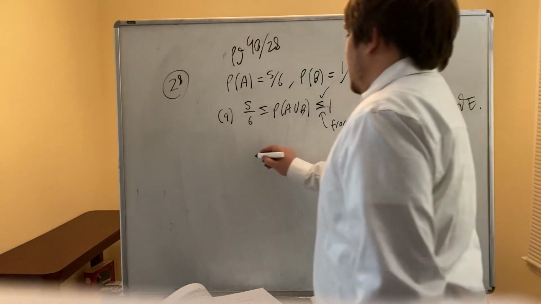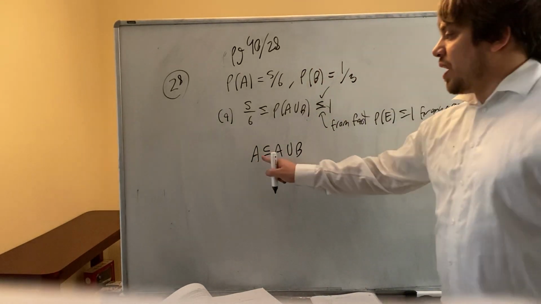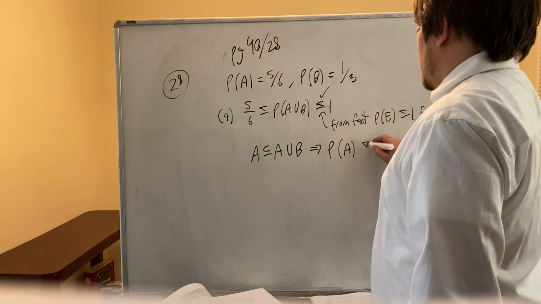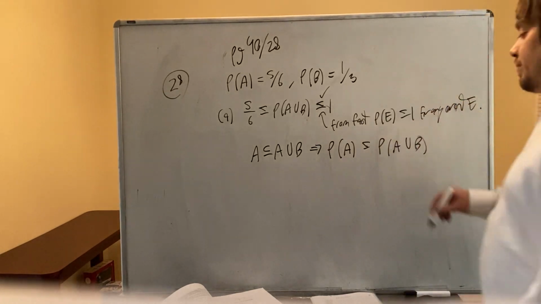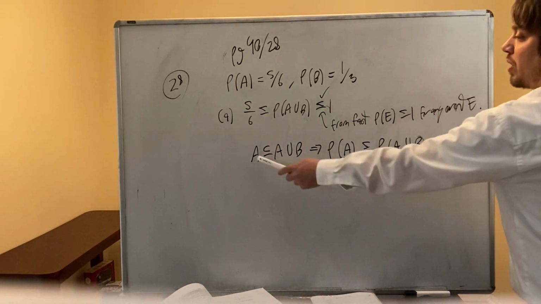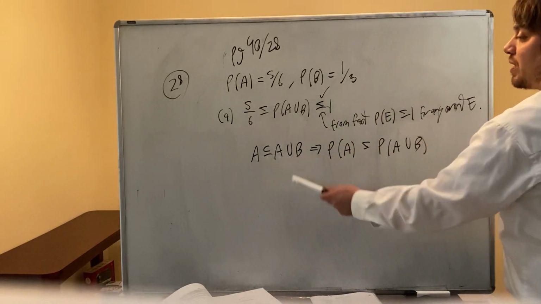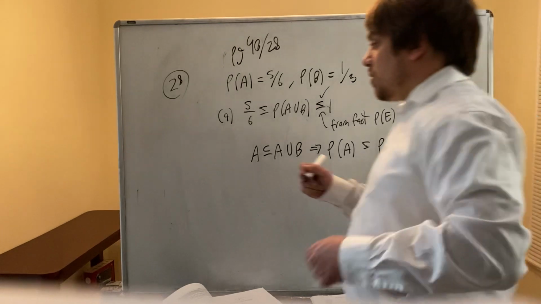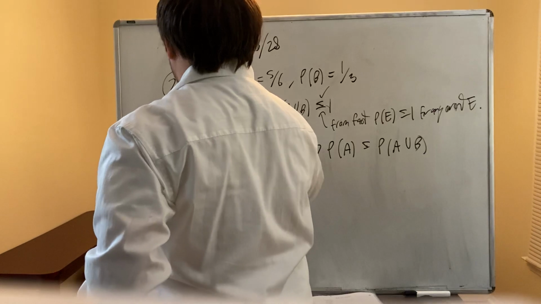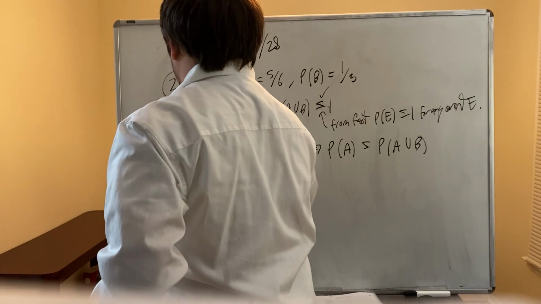Now, A is a subset of A union B. The set A is entirely contained in the set A union B. That implies that the probability of A is less than or equal to the probability of A union B. If you have an event that's entirely contained in another event, then the probability of that event is less than or equal to the probability of the other one. So E1 a subset of E2 as events would imply that the probability of E1 is less than or equal to the probability of E2.